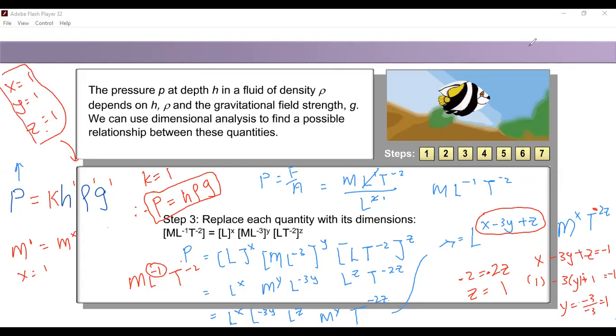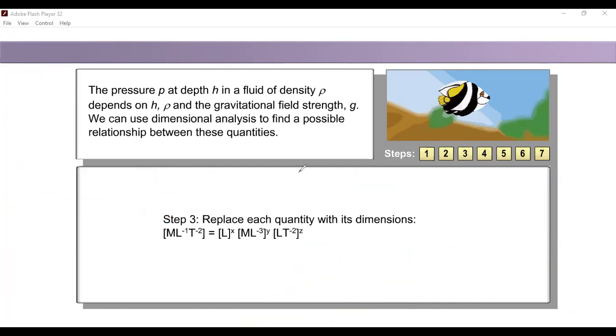Teacher, how do we get x is 1? X, which part? How come x is 1? Okay, I erase all. You look at here.